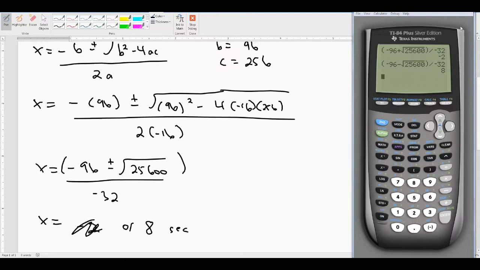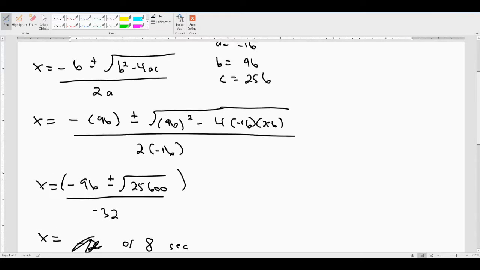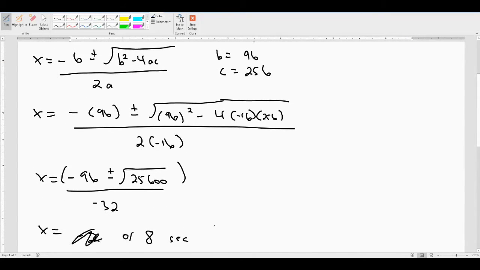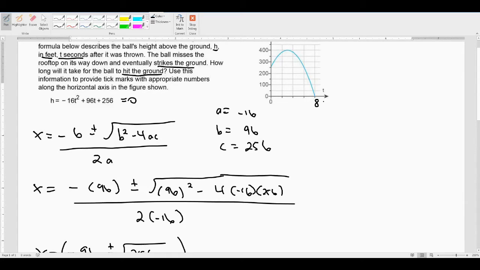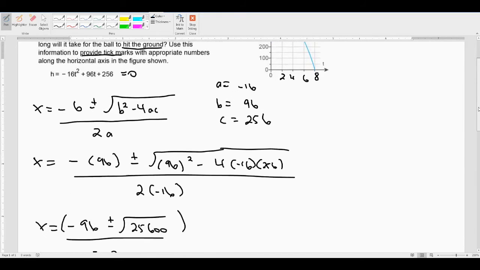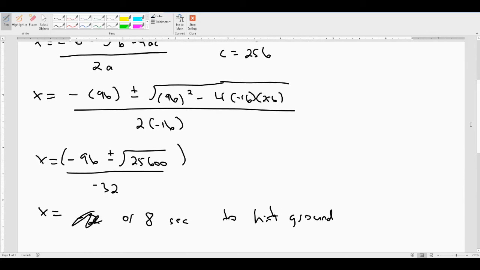Now, the other question, I don't know if you noticed that or not, but it takes 8 seconds to hit the ground. Which means that should be 8. Now, I want us to provide tick marks with the appropriate numbers. So if that's 8, we got 1, 2, 3, we got 4 of them. So you take 8 divided by 4, you get 2. So we're counting by 2. 2, 4, 6, 8. So there's your tick marks, counting by 2's. So it takes 8 seconds to hit the ground. That's the most important part of the problem.